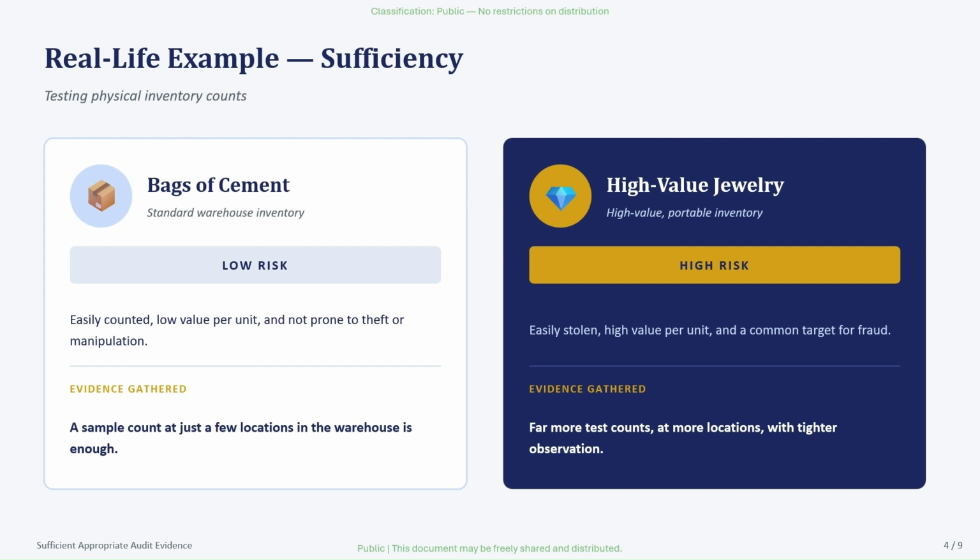Now compare that to a high value jewelry inventory. It's portable, high value per unit, and a common target for theft and fraud. So this is high risk. Because the risk is so much higher, the auditor needs far more evidence: more test counts, more locations, and tighter observation of the counting process. Same objective, confirming inventory exists, but a very different amount of evidence, because sufficiency scales with risk.